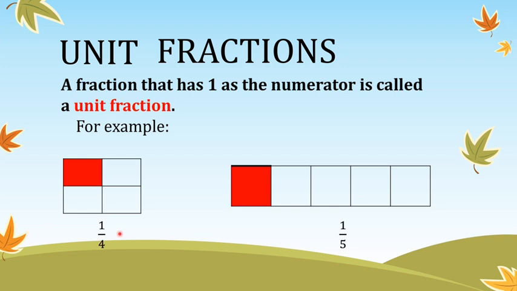So here what is common? Both the fractions have 1 as the numerator. 1 out of 4 parts is shaded over here, whereas here also 1 out of 5 parts is shaded. So what is a unit fraction? A unit fraction is a fraction that has 1 as the numerator. The numerator is the number which is written above the line. So 1 here and 1 here. So these fractions are known as unit fractions, where the numerator is 1.